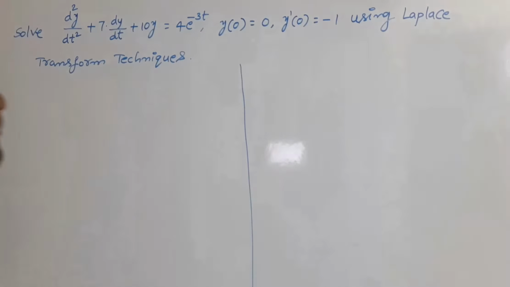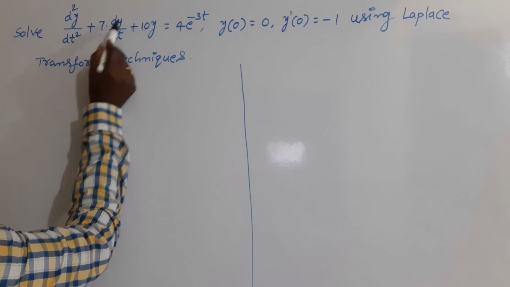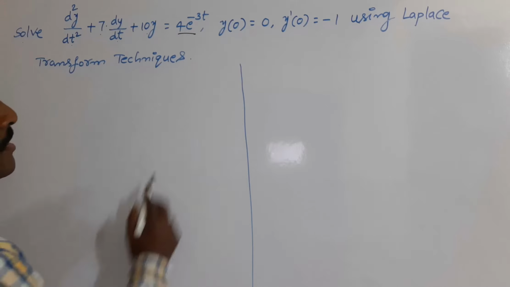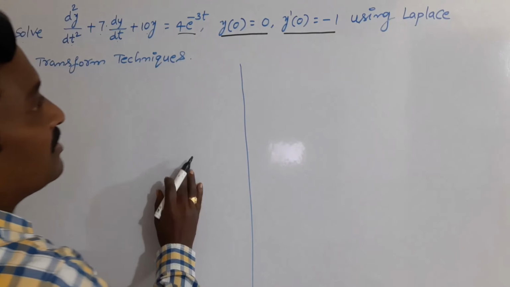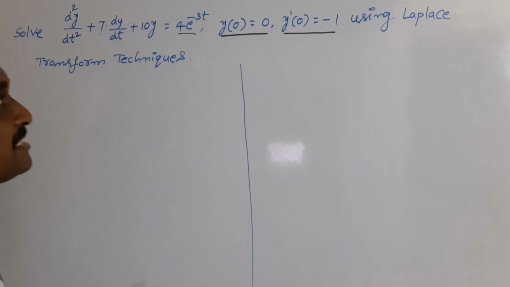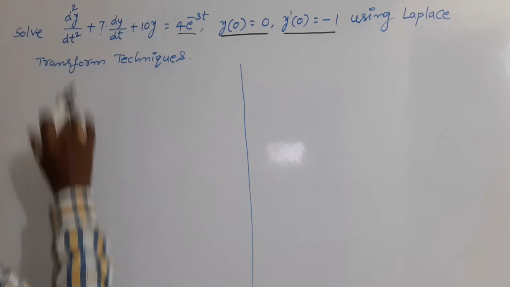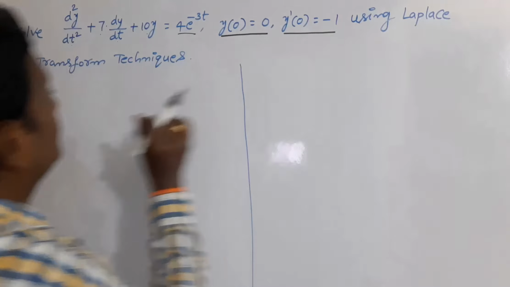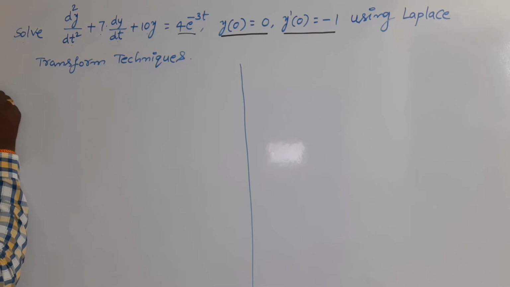See the given statement. Solve d square y by dt square plus 7 into dy by dt plus 10y is equal to 4 into e power minus 3t, comma, y of 0 is equal to 0 and y dash of 0 is equal to minus 1. These both are known as initial conditions and this is an ordinary differential equation of second order. We have to solve this ordinary differential equation at the initial conditions using Laplace transformation techniques. See the solution.